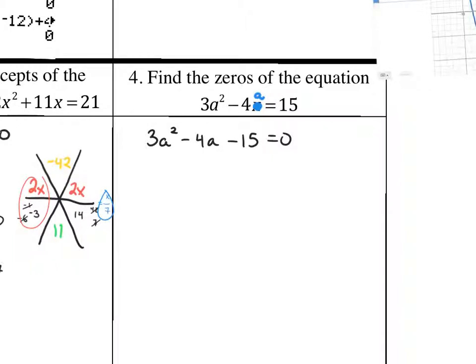So my first step, besides correcting that x, that should be an a, or they should both be the same variable, so it doesn't actually matter which one you change. I'm going to subtract 15 from both sides in order to put this in standard form. So here's my setup for the snowflake. As a reminder, the 3 times the negative 15 goes on the top, and the negative 4 goes on the bottom. The b goes on the bottom. And now we find my factors of negative 45 that sum to negative 4.